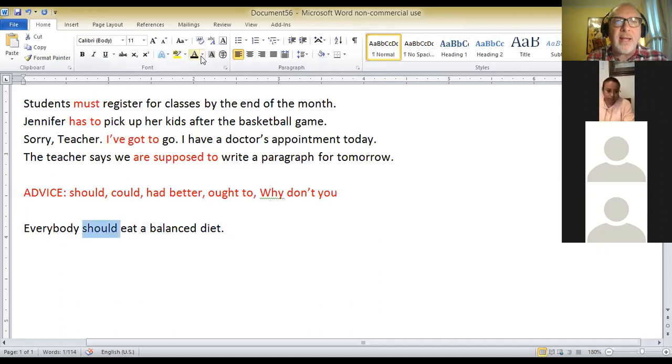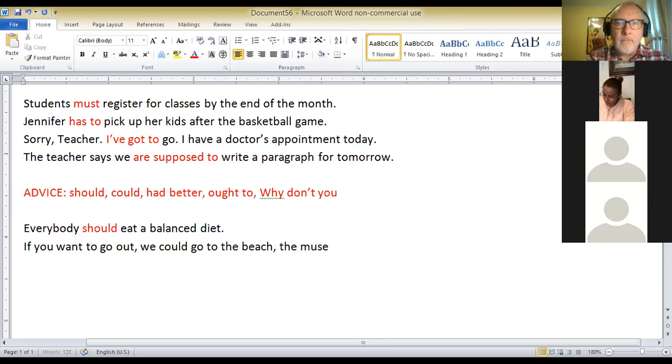Right, when I give somebody a good idea, I use should. Everybody should eat a balanced diet. When you have several different ideas, you can use could. It's not so strong. If you want to go out, we could go to the beach, the museum, or the park, whatever you want to do. We could do any of those things. Not so strong as should.